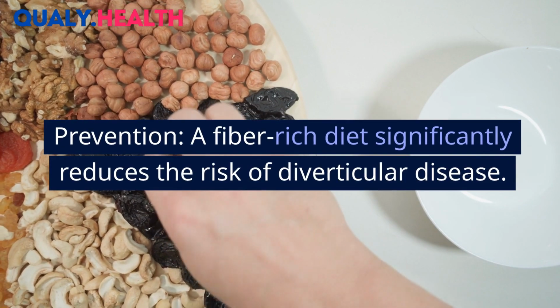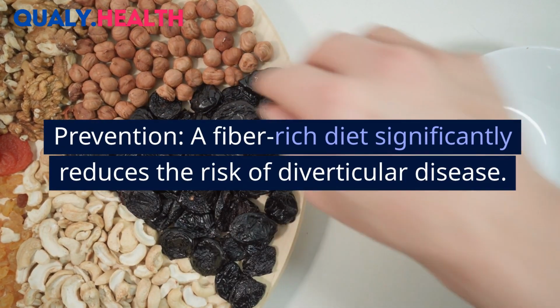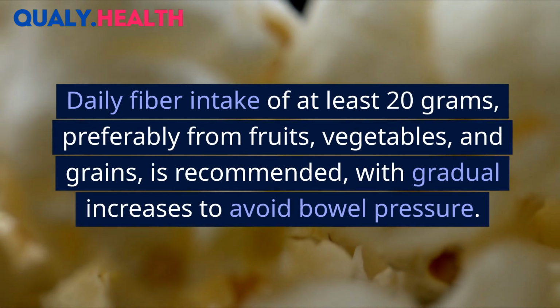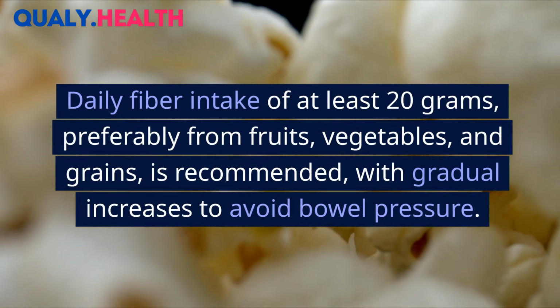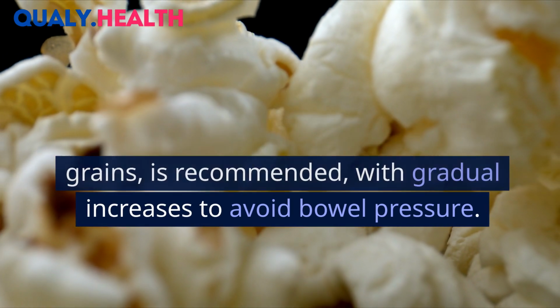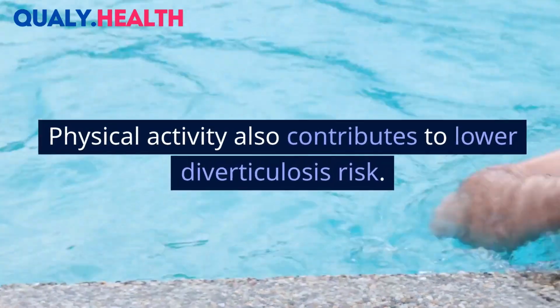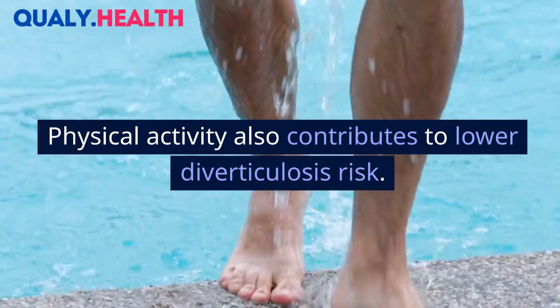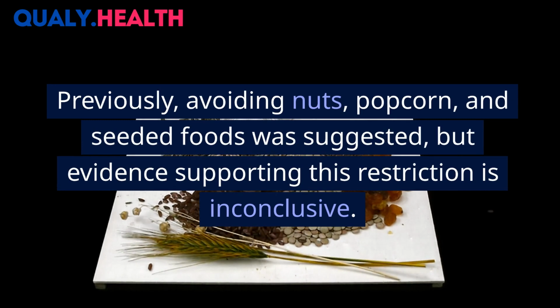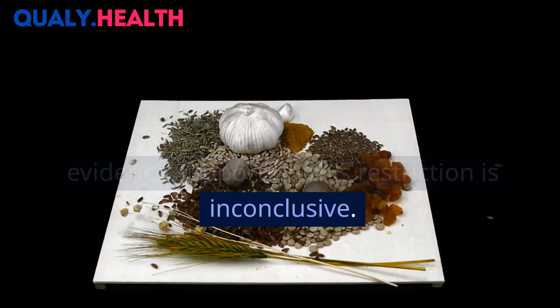Prevention: a fiber-rich diet significantly reduces the risk of diverticular disease. Daily fiber intake of at least 20 grams, preferably from fruits, vegetables, and grains, is recommended, with gradual increases to avoid bowel pressure. Physical activity also contributes to lower diverticulosis risk. Previously, avoiding nuts, popcorn, and seeded foods was suggested, but evidence supporting this restriction is inconclusive.